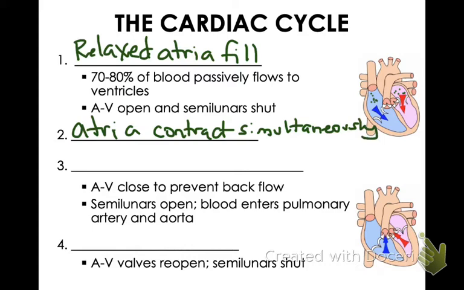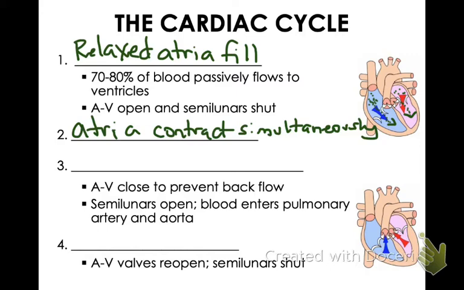The next thing that's going to happen is when those atria contract, we want that blood to move down into the ventricles, just like in this picture over here on the right. We want the blood to move down into the ventricles. So the AV valves are going to be open when it's moving down, and then they're going to snap shut, and now all the blood is going to be in the ventricles.